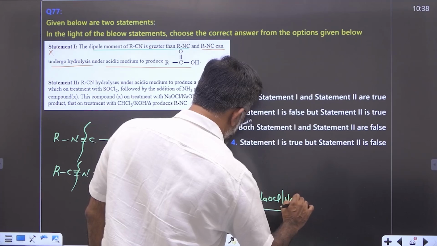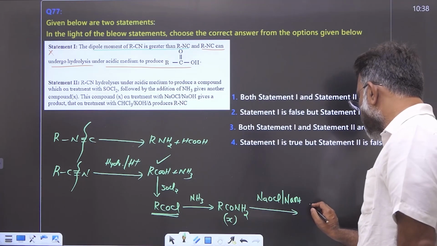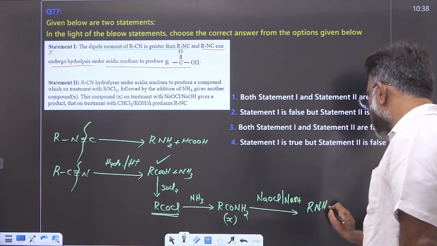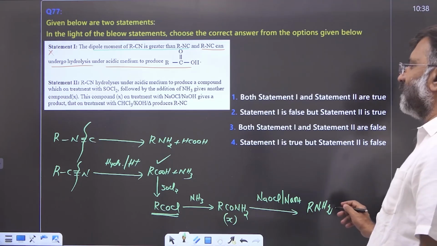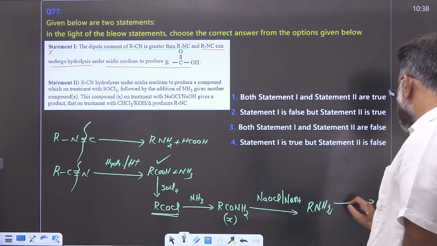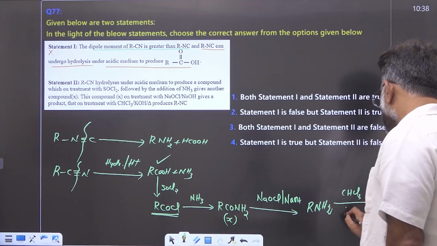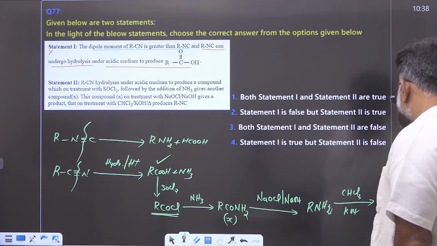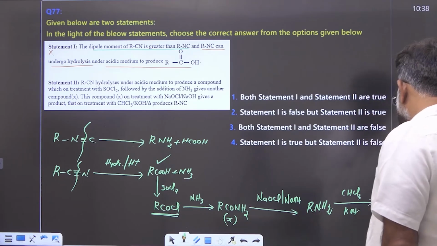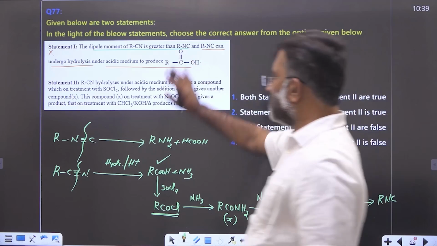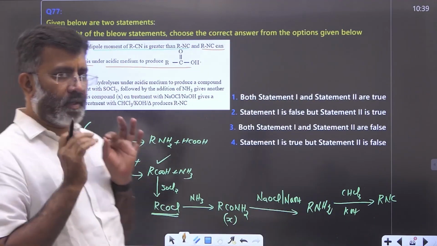NaOCl, NaOH. That is the degradation reaction. You will get RNH2. That is further treated with chloroform and alkali. You will get RNC, the carbylamine reaction. So this statement is perfect. The second statement is perfect, so the first statement is wrong.